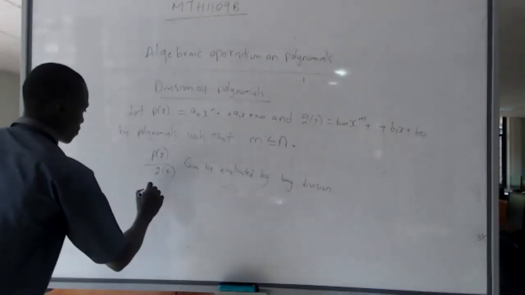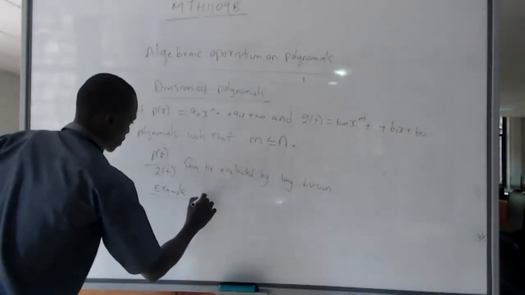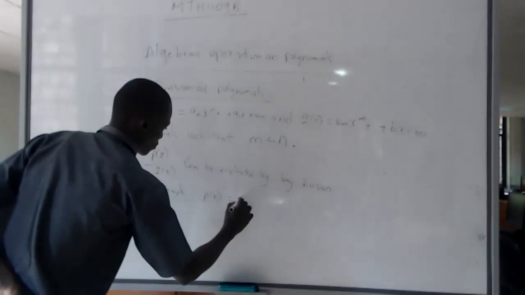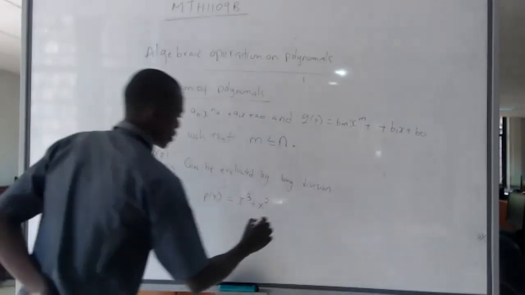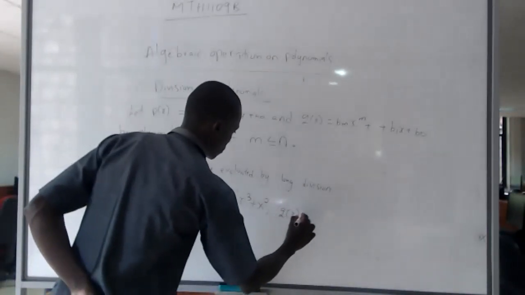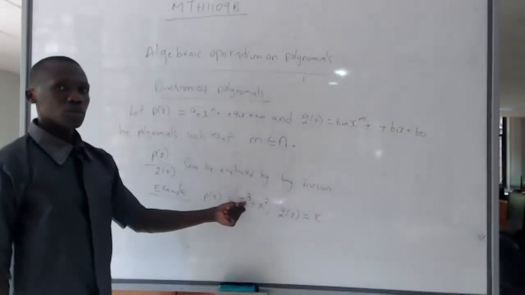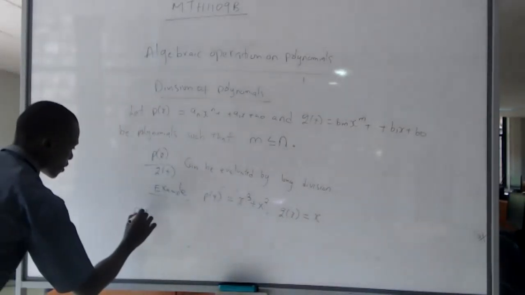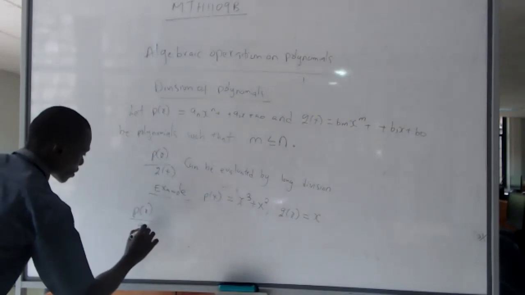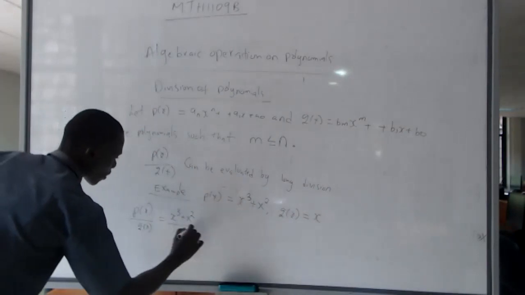For example, take P of x to be x cubed plus x squared, and take Q of x to be x. So in this case, we are safe because the highest exponent here is 1, the highest exponent here is 3, and 1 is less than 3. So we are good to go. P(x) divided by Q(x). Well, we are going to evaluate x cubed plus x squared divided by x.